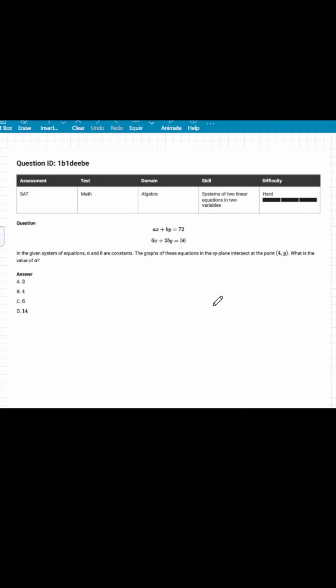These are two lines. The system of linear equations can be thought of as two lines, and these are intersecting at a point which is (4, y). That means this (4, y) is the solution for this system of linear equations. So it satisfies both the top equation and the bottom equation. We can put the value of (4, y) in place of x and y here, and find out the value of a.